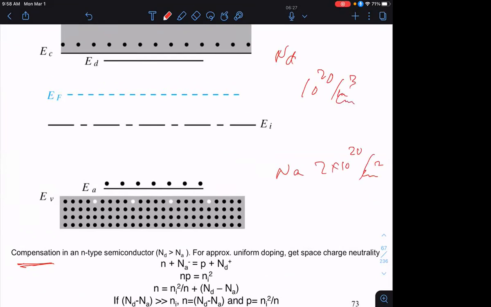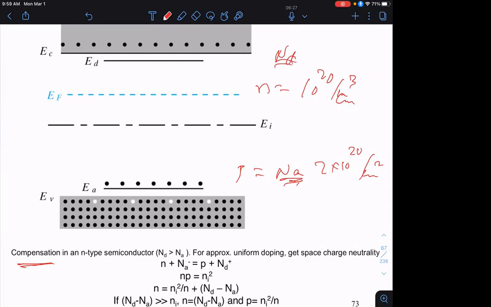Okay. So the question arises, would I then get 10 to the 20 electrons and 2 times 10 to the 20 holes? Because remember, each donor gives rise to an electron and each acceptor creates a hole, right? The answer is no. If I have both types of dopants, there's a cancellation effect, and the dominant doping type will win out.